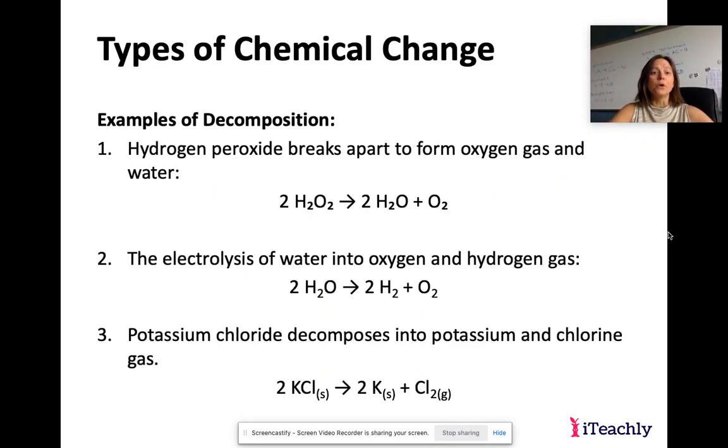So examples here would be taking hydrogen peroxide. And actually for this to happen, we would need electricity. And so we can break it down to water and oxygen. Electrolysis of water, again, needing electricity. You can take water and break it down into hydrogen and oxygen, and then actually taking potassium chloride and breaking it down into potassium and chlorine. So again, starting with a big reactant, and our products are small.